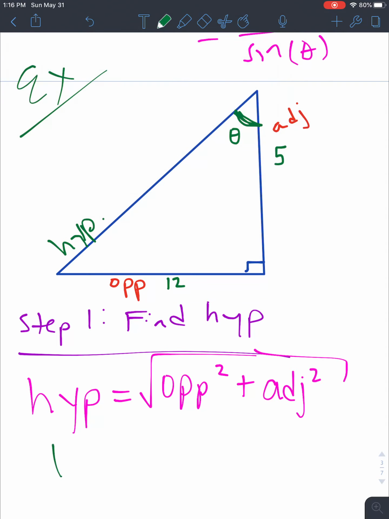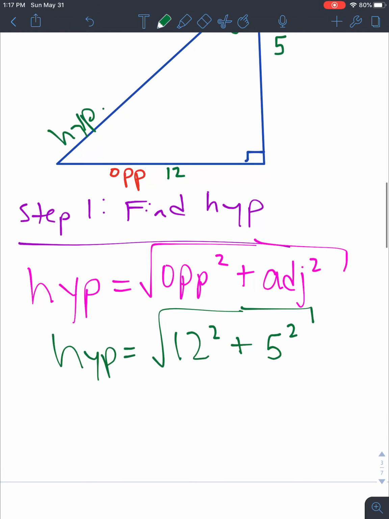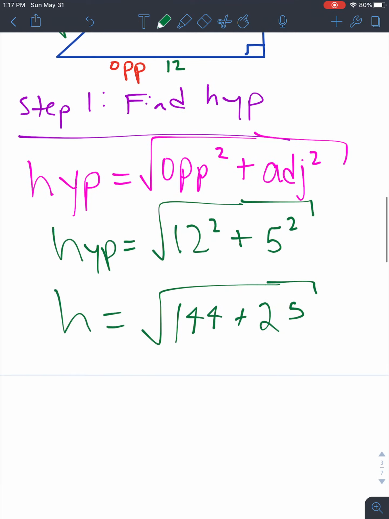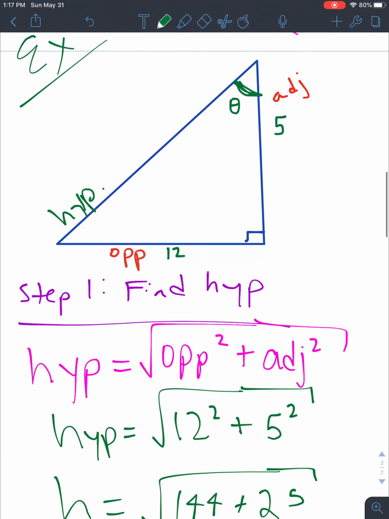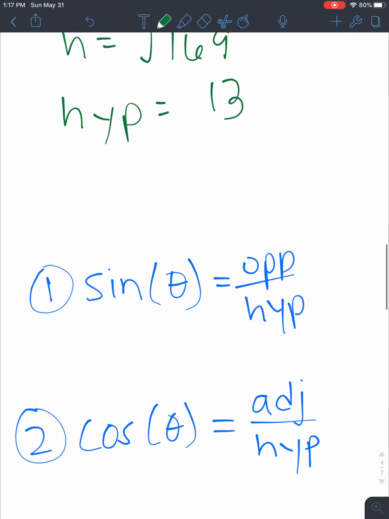Let's go ahead and try that out. So I know that the opposite side is 12 squared and the adjacent side is 5 squared. Well, the adjacent side is 5 and the opposite side is 12. So then we have the square root of 12 squared plus 5 squared. 12 squared is 144, and 5 squared is 25. So we have the square root of 144 plus 25, which is the square root of 169. So that means that our hypotenuse is plus or minus 13, but we don't use minus when we're working with lengths, so our hypotenuse is positive 13. All right. So we have a hypotenuse of 13.